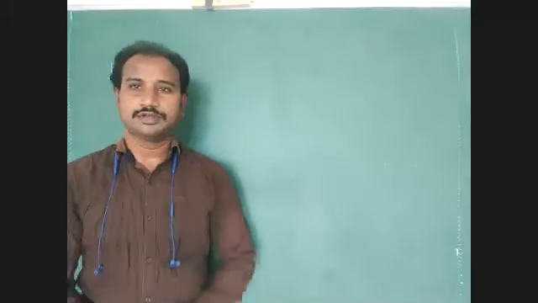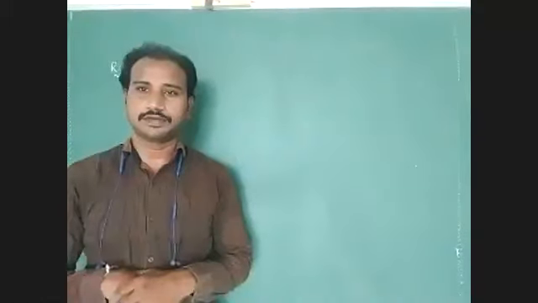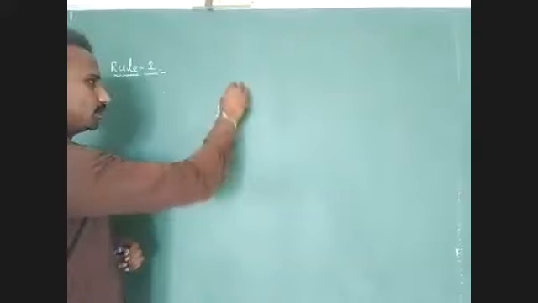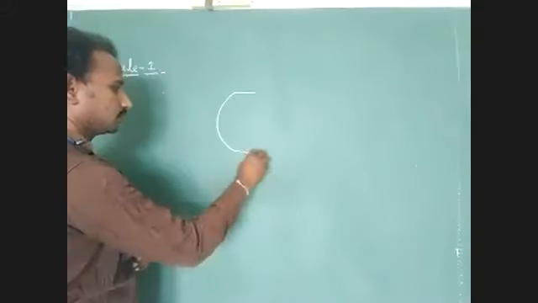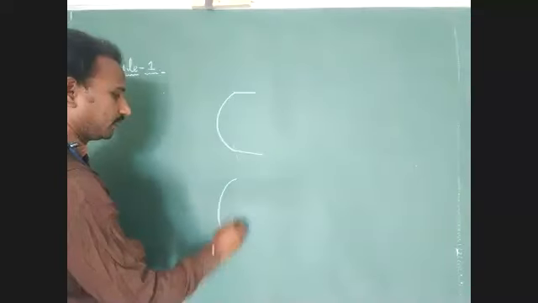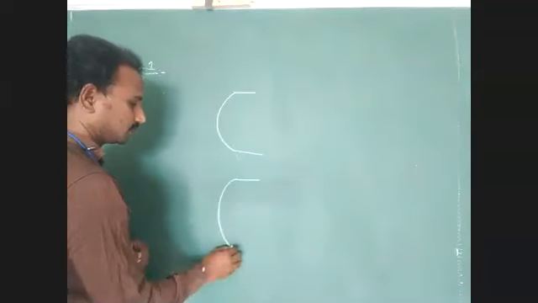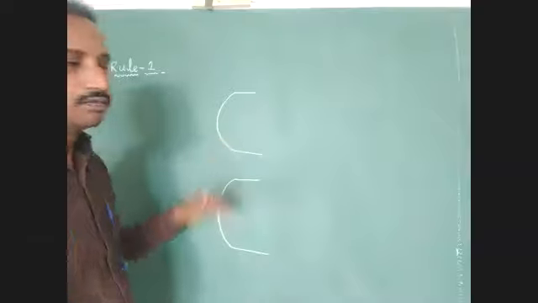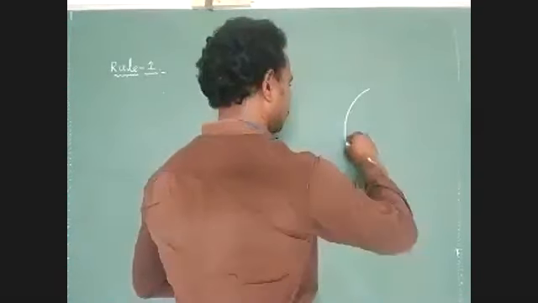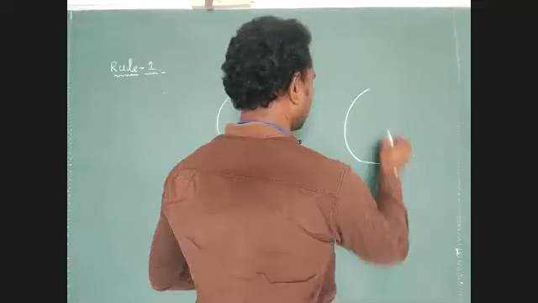Okay, rule 1. Now we have to consider first concave curved surface or convex curved surface. So first we have to consider convex curved surface. Just identify this surface, convex curved surface. And generally we have to identify these curved surfaces with 4 conditions: condition 1, condition 2, condition 3, condition 4.